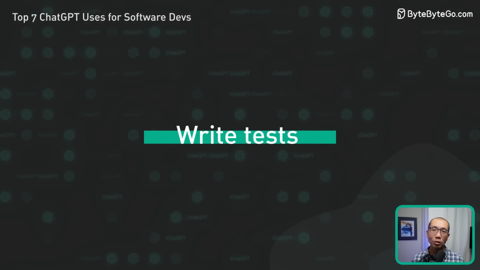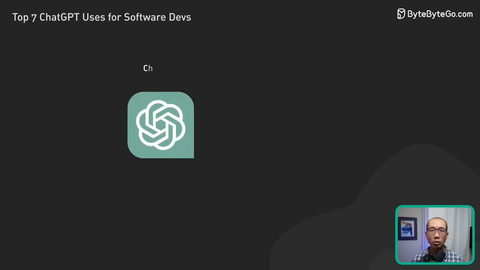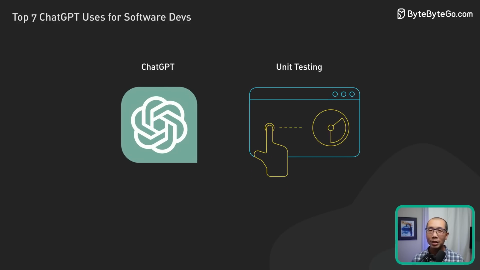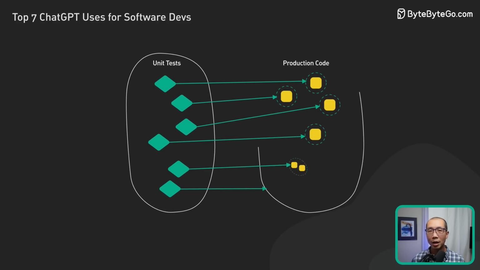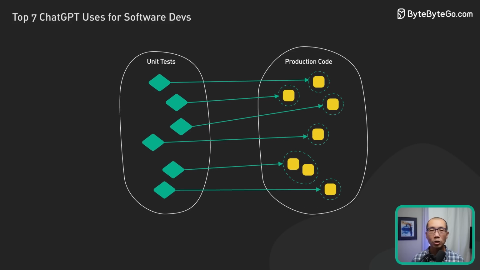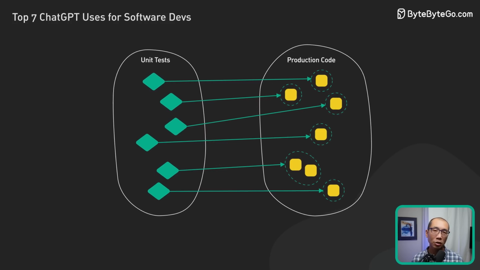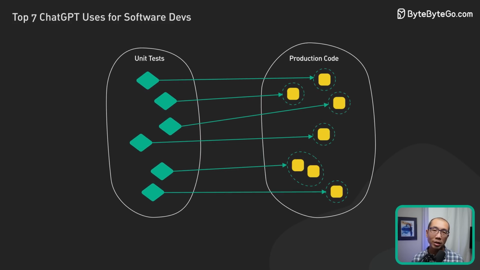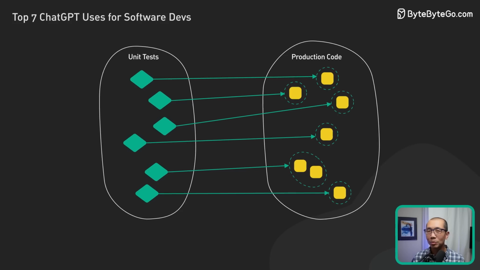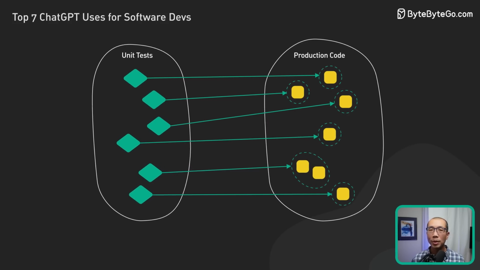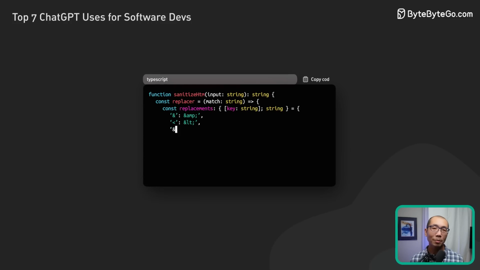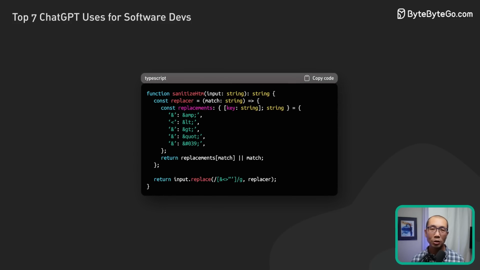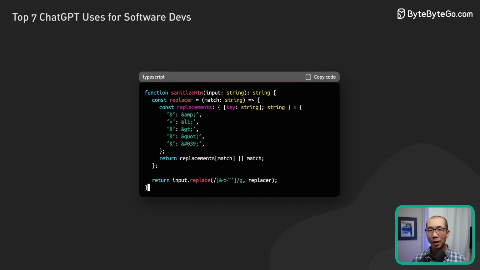Another great way we can use ChatGPT is to write unit tests for our code. Unit tests are important because they help us make sure our code is working correctly and that changes we make don't break existing functionality. Writing good unit tests can be challenging and sometimes tedious, but ChatGPT can make it easier for us.